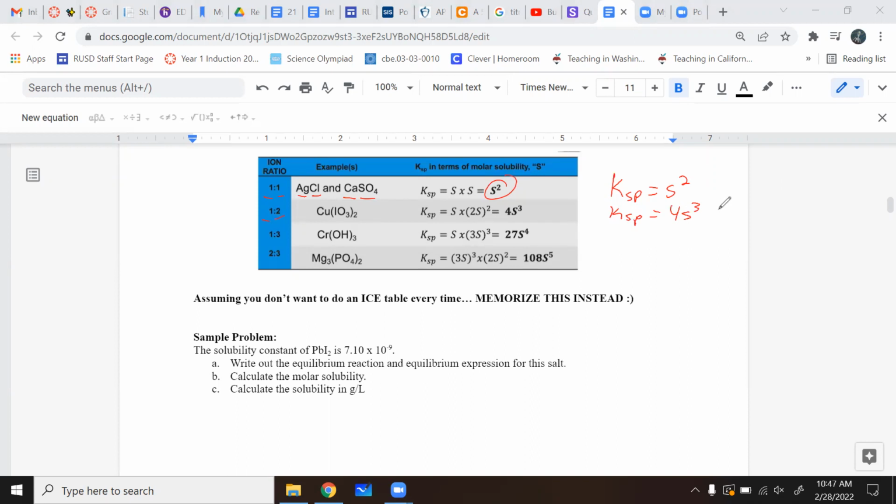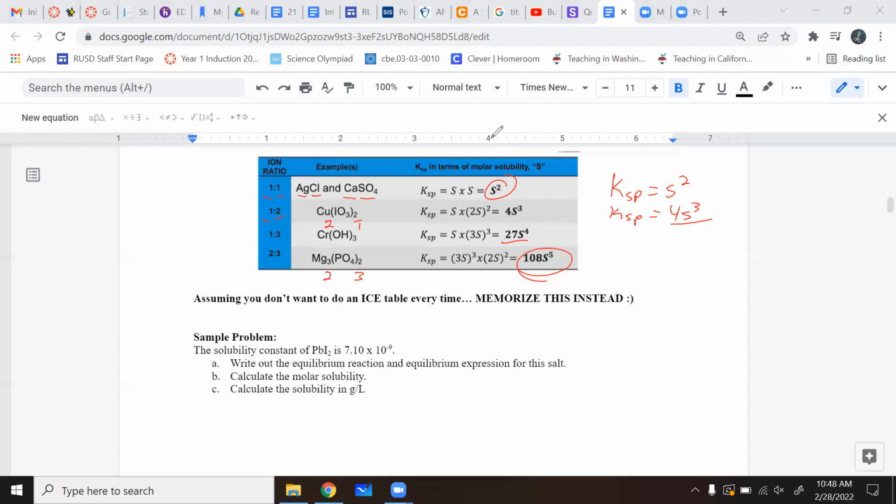Now, one thing to pay attention to, it is going to be 4S cubed no matter if you have a 1-to-2 ratio of cation to anion or a 2-to-1 ratio of cation to anion. Either way, it's going to be 4S cubed. Now your 1-to-3 is going to be 27S to the 4th. And again, that could be 3 cations to 1 anion or 1 cation to 3 anions. And then a 2-to-3 ratio yields 108 times S to the 5th. And that could be 2 cations to 3 anions or vice versa. So if you don't want to do an ice table every single time you figure out a molar solubility, just memorize that table.